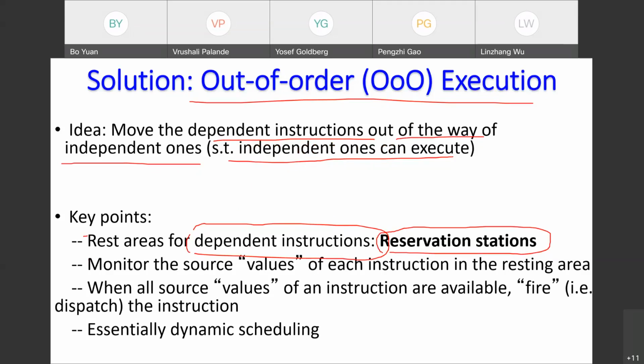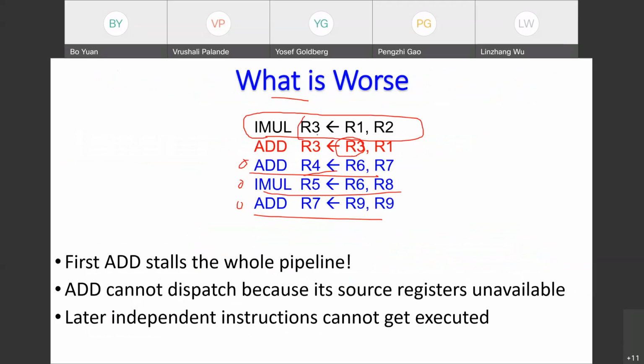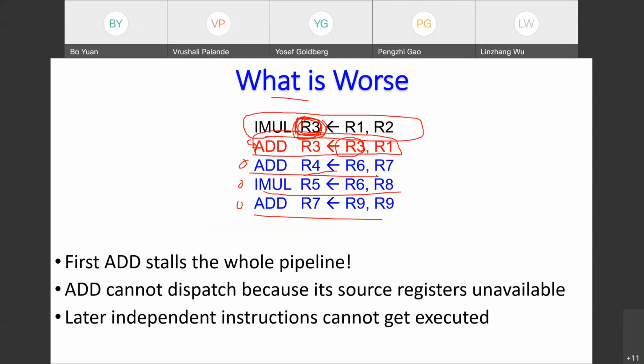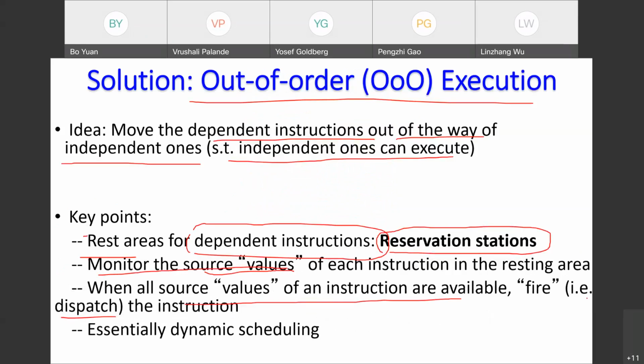Also notice that you need to monitor the source values of the dependent instructions in the reservation stations. That means you need to watch the status of R3, and once its new value is available, you need to notify the second instruction: it's okay for you to begin your work, you don't need to wait anymore. So when the source values are available, like when R3 from the first instruction has been calculated, it's time to resume the ADD instruction, to dispatch that instruction.